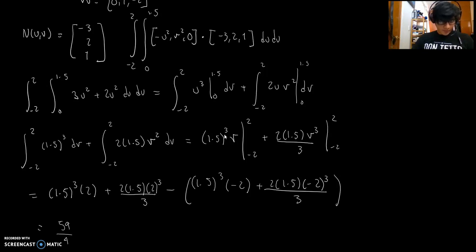1.5 cubed times minus 2 plus 2 times 1.5 times minus 2 cubed over 3 plus 59 quarters. This will be equal to 29.5. And there you have it.